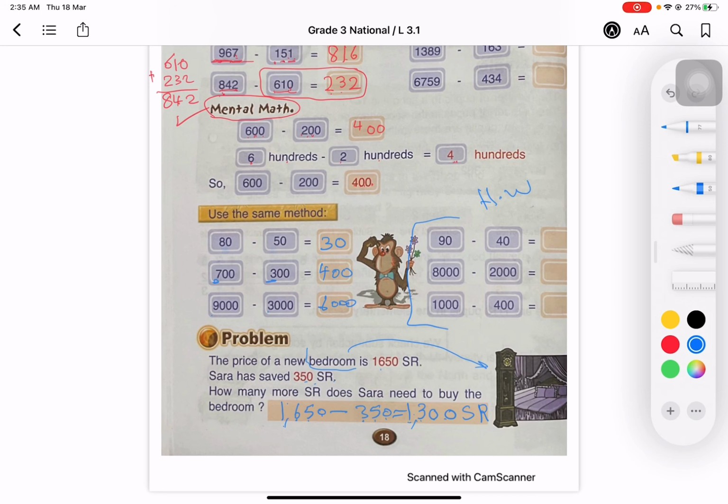Today our lesson was how to subtract without regrouping, without borrowing. So next week we are going to take the second lesson of this unit. It is subtract with regrouping.